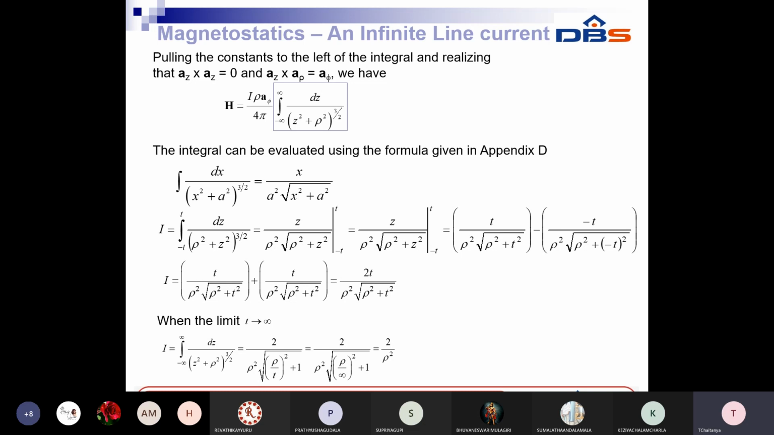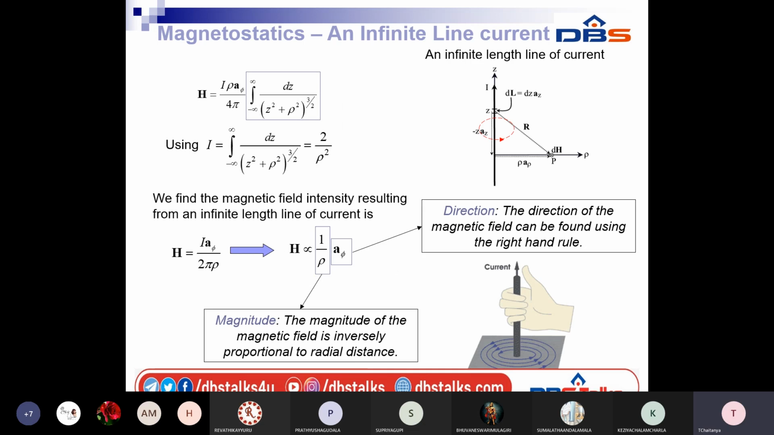This is the integral simplification part. Finally we will get H equal to I a phi by 2 pi rho. That is the magnetic field intensity for an infinite line.